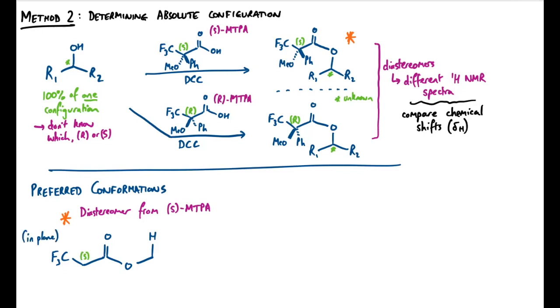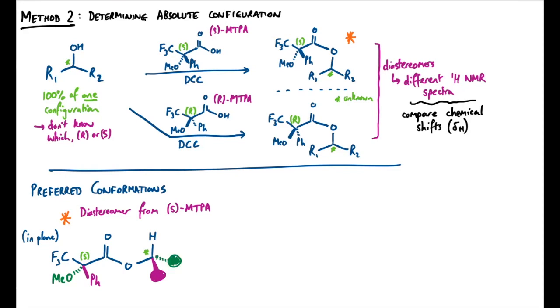I have the S configuration on the Mosher ester itself, and I'm just using the color there to differentiate whether we're in front or behind of the plane. Now on the other side, we have two R groups, but we don't know the configuration at the other stereocentre. But what we do know is that one of the groups will have to be at the front, which I'll just put as a blob, and one of them will have to be out the back, also drawn as a blob.